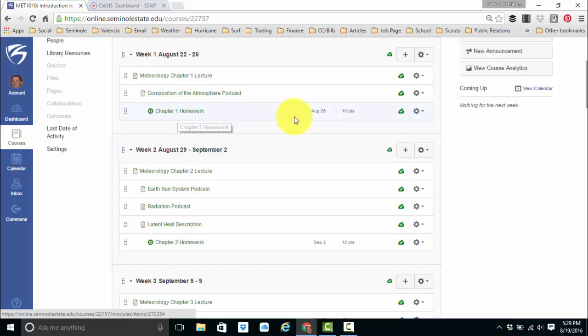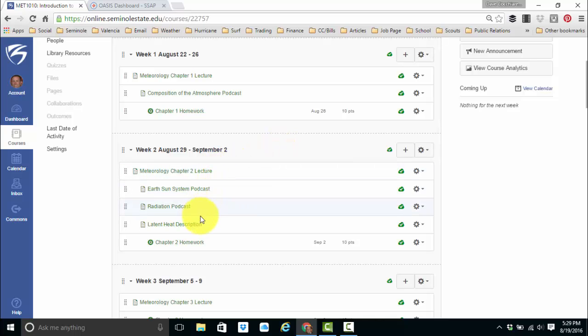And again, this homework is due on the 26th. It is worth 10 points. You can take it as many times as you want, and Canvas will always keep the highest grade. And then the rest of it's just grinding through the semester, right?